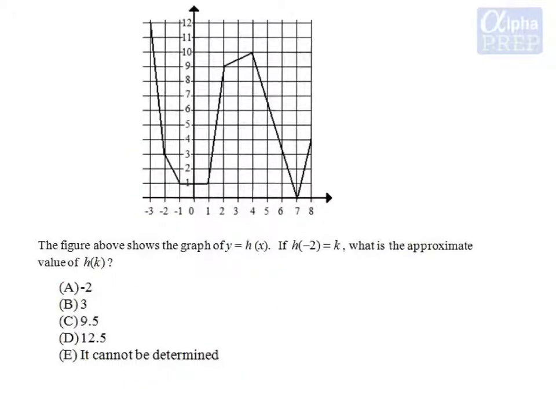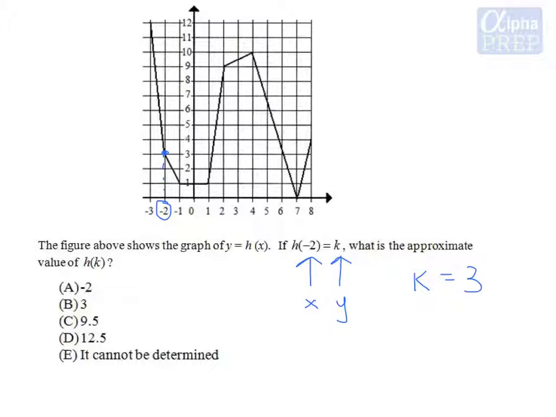So we're given this graph, and this is h of x in our graph, and we're given h of negative 2 equals k. So negative 2, this is going to be our x value, because negative 2 is inside of our parentheses. K is going to be our y value. So the first part is saying, what is y on this graph when x equals negative 2? So x equals negative 2 right here. We find the point on the graph, and it looks like our corresponding y value is 3. So that means that k is going to equal 3.